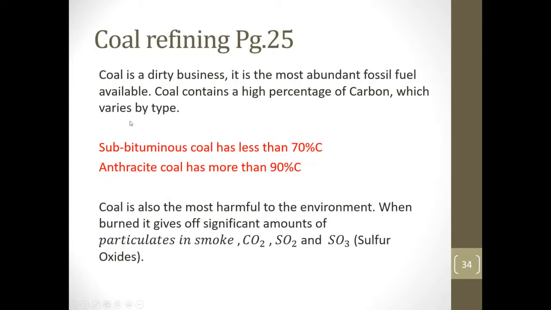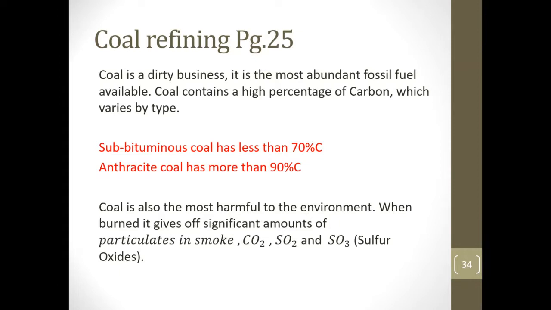So coal refining, not as popular as it used to be, but still relatively popular in developing nations and still being used in North America quite a bit also. Has its own unique challenges, obviously. Coal is a very dirty business, but it is the most abundant fossil fuel available. It contains a high percentage of carbon and varies by different types. Coal is classified by different types based on the amount of carbon that it has in it.